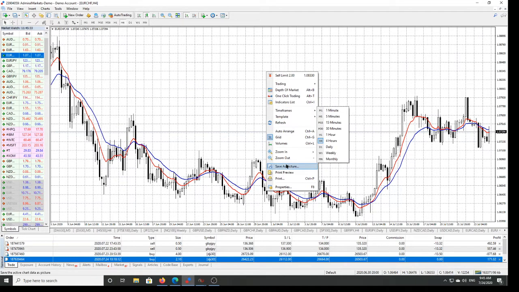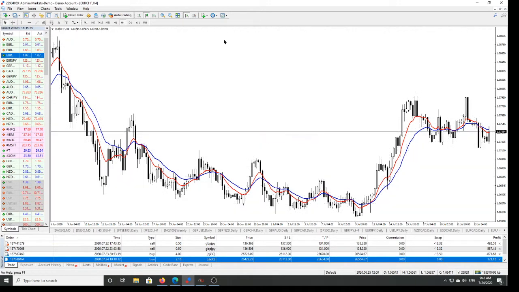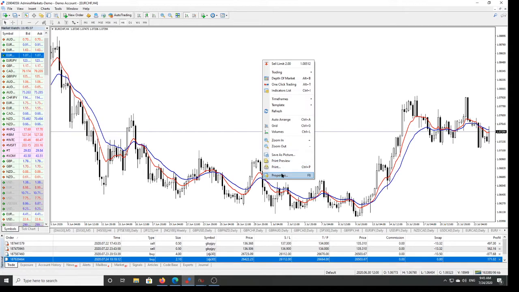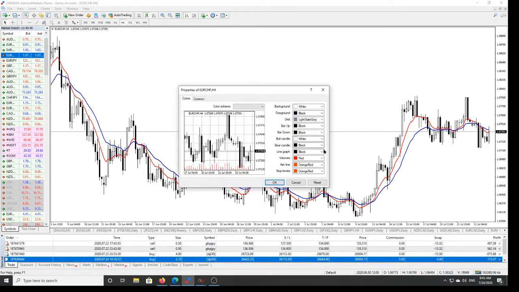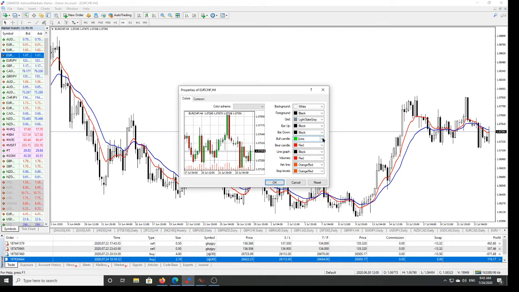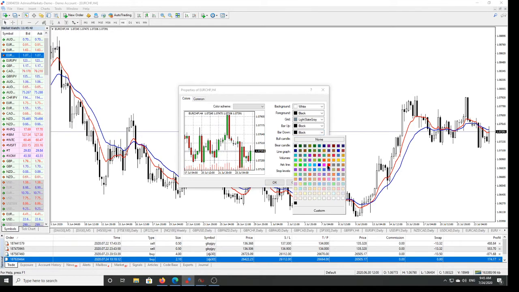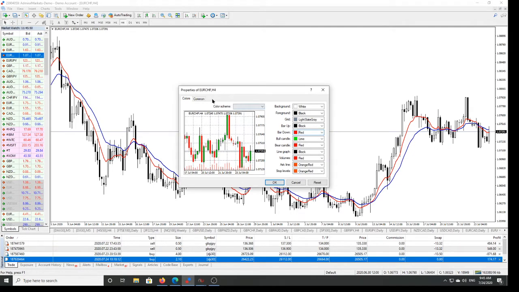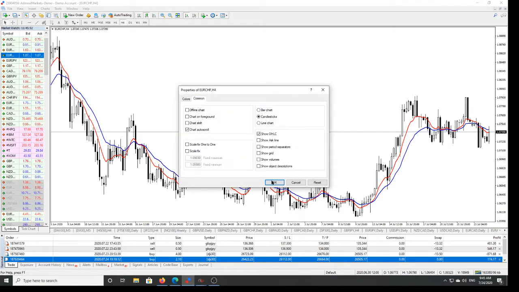Once that is done, I have the grid, and I have the properties, and the bear candle is always red. We have the bull candle always green. I have the bear that was red, and yes, okay.